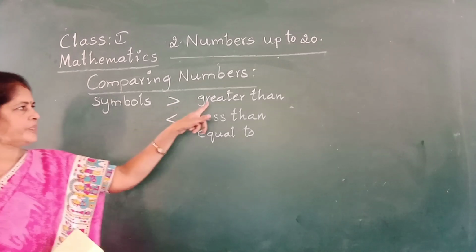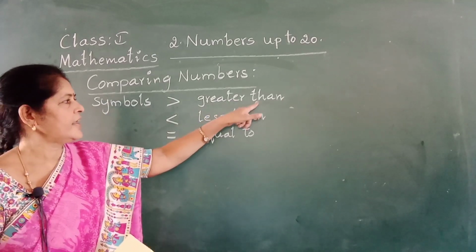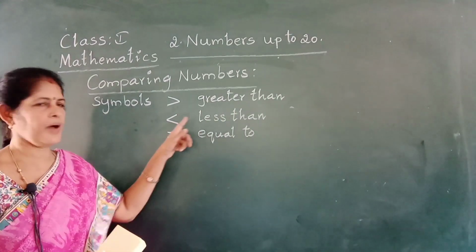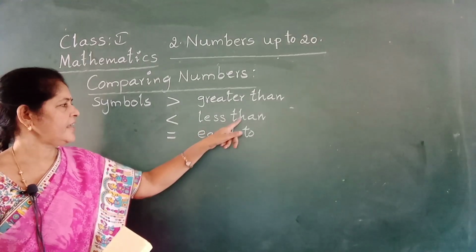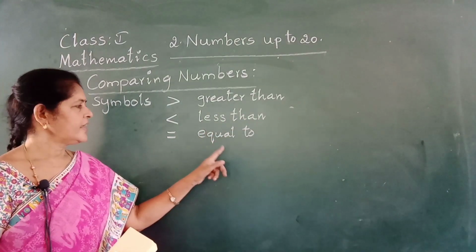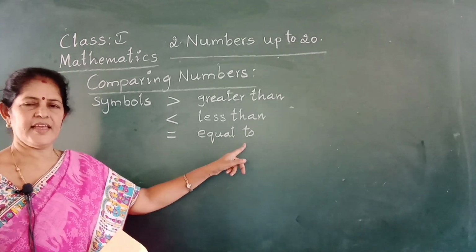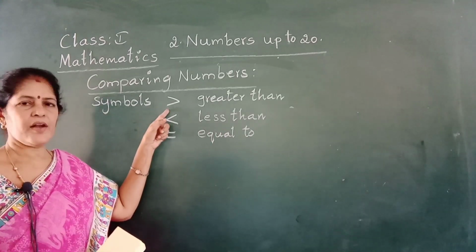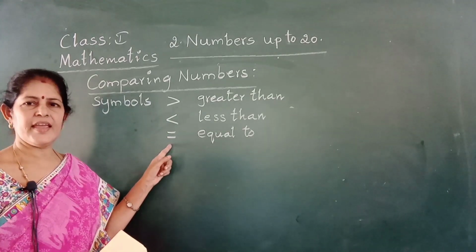Greater than. G-R-E-A-T-E-R, greater. T-H-A-N, than. Greater than. Second symbol, less than. L-E-S-S, less. T-H-A-N, than. Less than. Third symbol is equal to. E-Q-U-A-L, equal. T-O, to. Equal to. Symbol for greater than, symbol for less than, symbol for equal to.